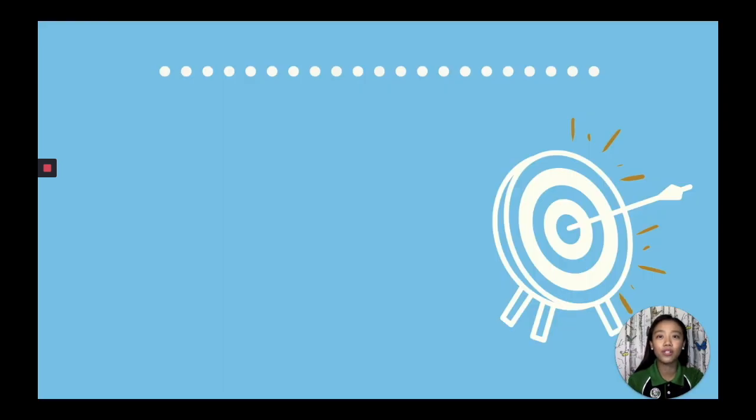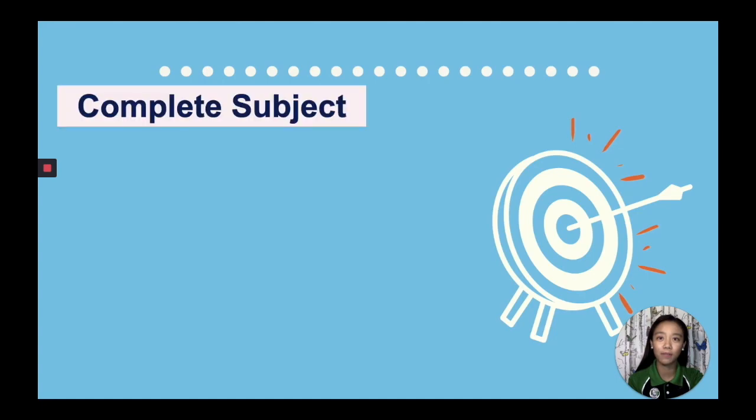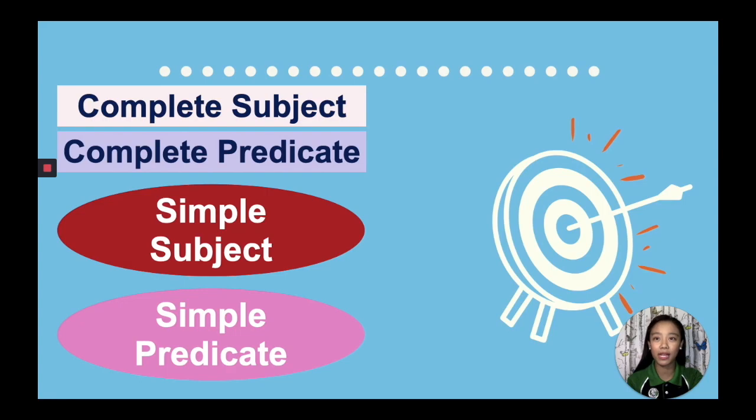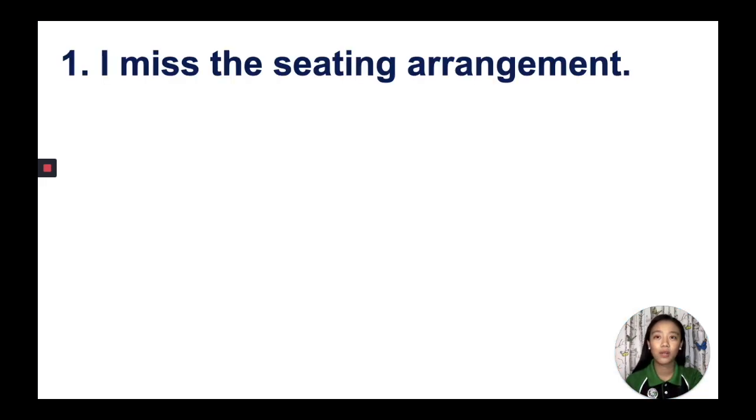Let's see whether you have understood the difference between complete and simple subject and complete and simple predicate. Identify the complete subject, complete predicate, simple subject, and simple predicate in each sentence. Number 1. I miss the sitting arrangement. Pause this video as you try to identify the complete subject, complete predicate, simple subject, and simple predicate.